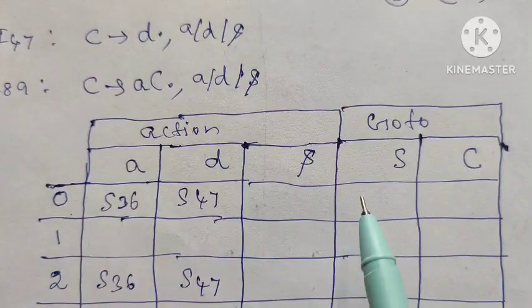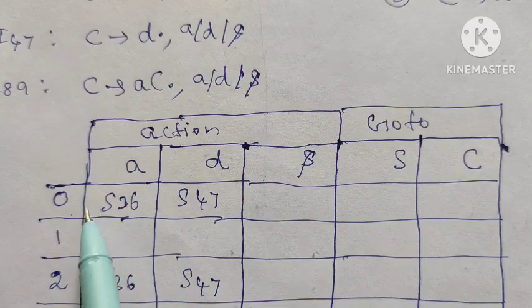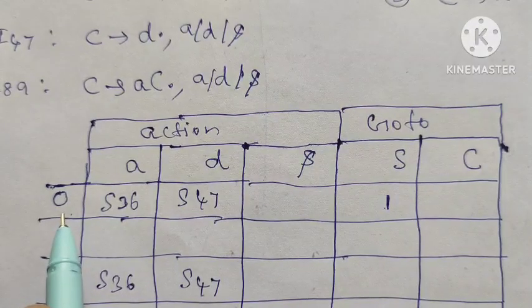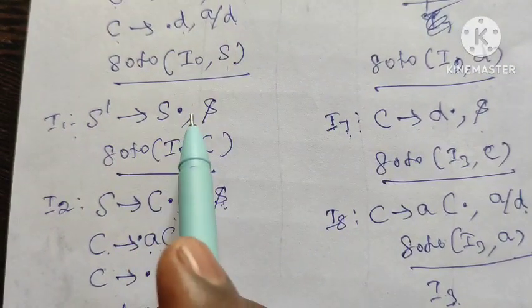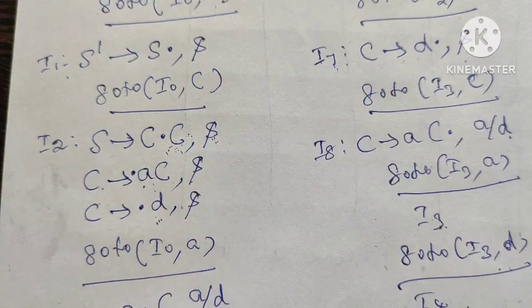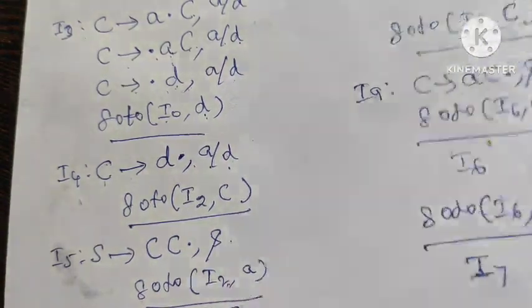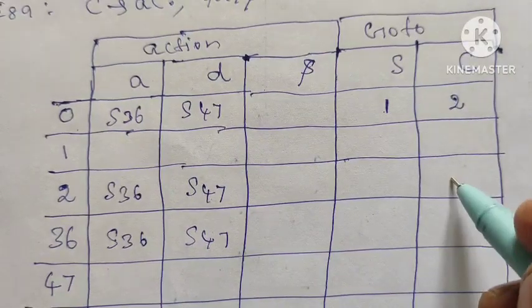Since it's a non-terminal, go to of I0 comma S produces me I1, isn't it? So I0 is here, S is here, it produces I1, so simply write it as 1. Go to of 0 comma C produces me I2, so I simply write it as 2. Now come to I1. In I1 the dot is not before a non-terminal. In I2 the dot is before a non-terminal. So go to of 2 comma C produces I5, so simply write it as 5.